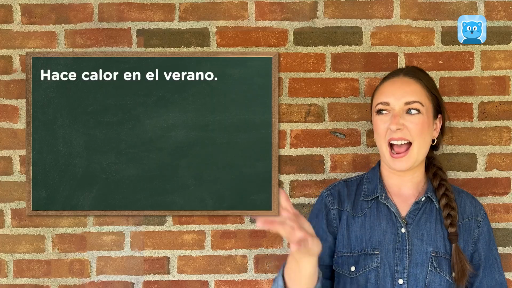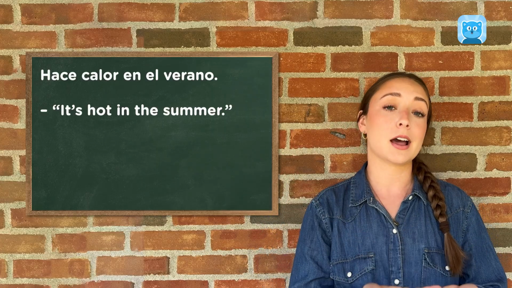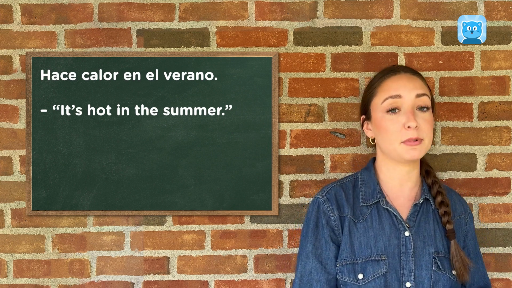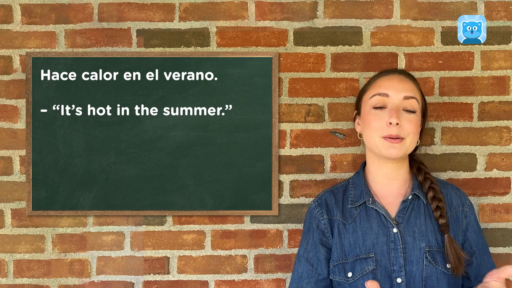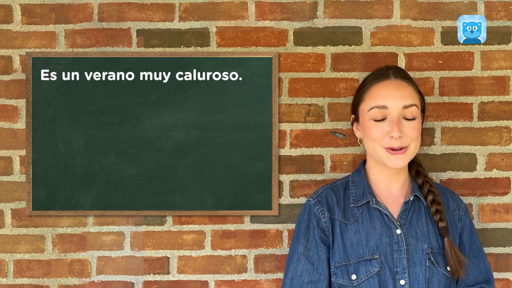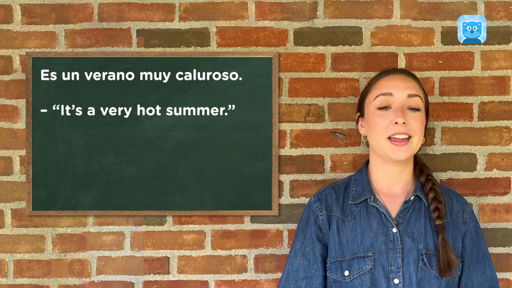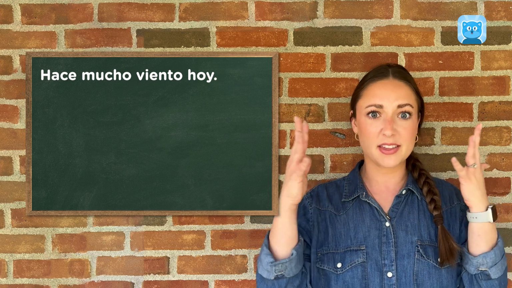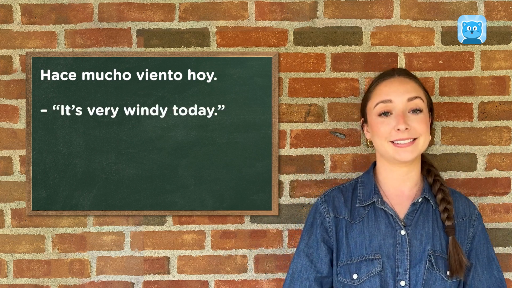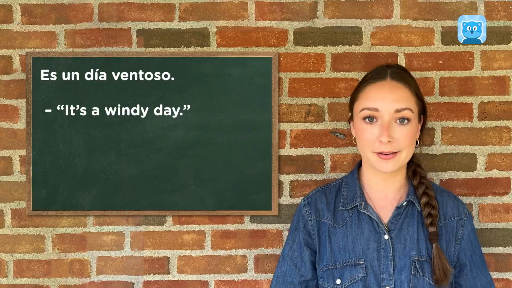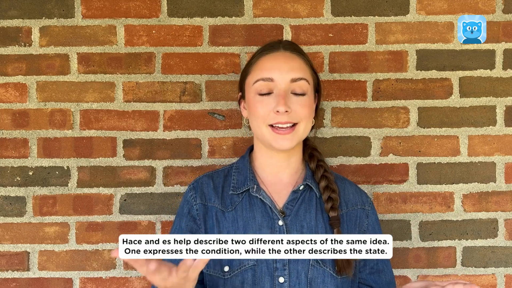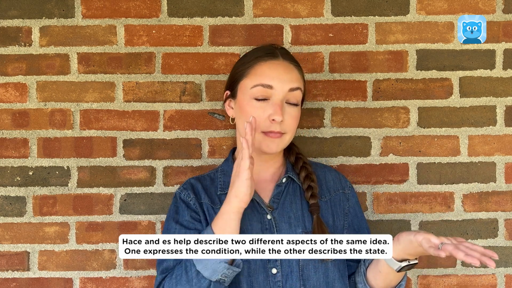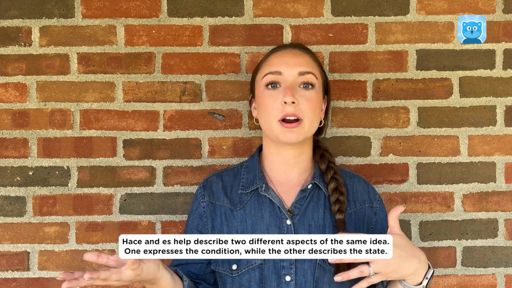Let's go over a few more examples so you guys can really get the hang of it and master it. Hace calor en el verano. It's hot in the summers. It's typically hot in the summer. I'm describing the condition of this time of year and what the weather is doing, so I'm using hace. Es un verano muy caluroso. It's a hot summer. In this one, I am describing what it is like this summer. Another one, hace mucho viento hoy. It's very windy today. Es un día ventoso. It's a windy day. As you can see through these examples, hace and es help us describe different aspects of the same idea. One expresses the condition, hace, where the other one is describing what it is.